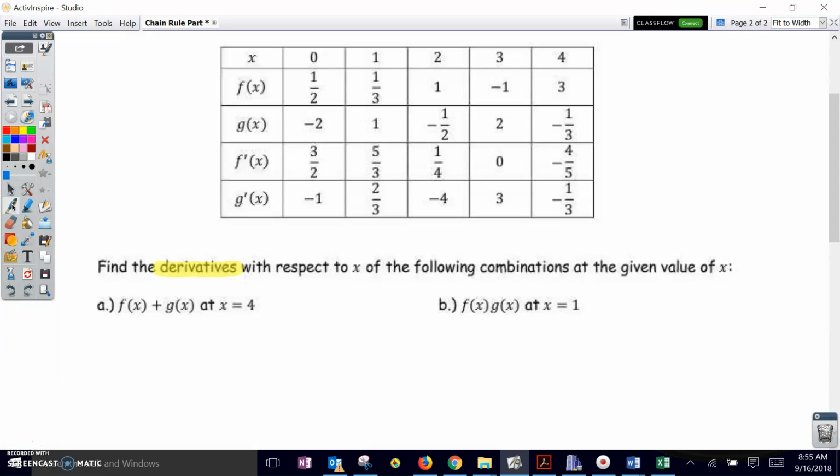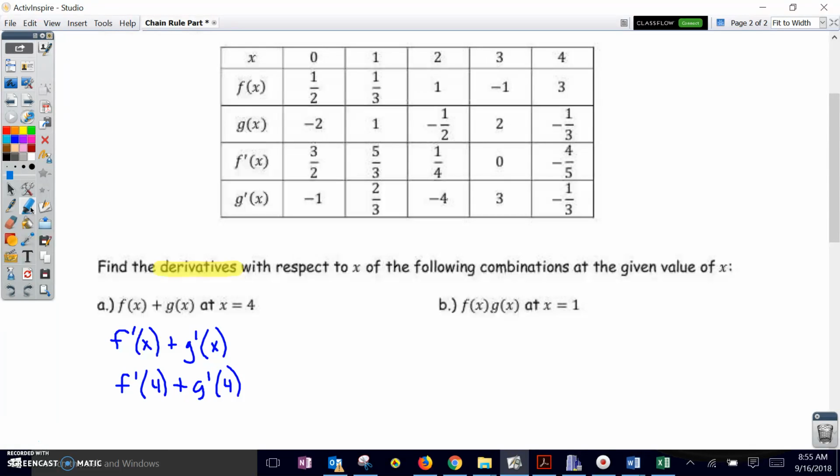So for part A, we're going to find the derivative of f of x plus g of x at x equals 4. So first I'm going to take the derivative of f of x plus g of x. Using the sum rule, that is just equal to the derivative of f plus the derivative of g. And so to find the value of this at 4, I'm just going to take f prime of 4 plus g prime of 4. I'm going to go ahead and look those up on my table.